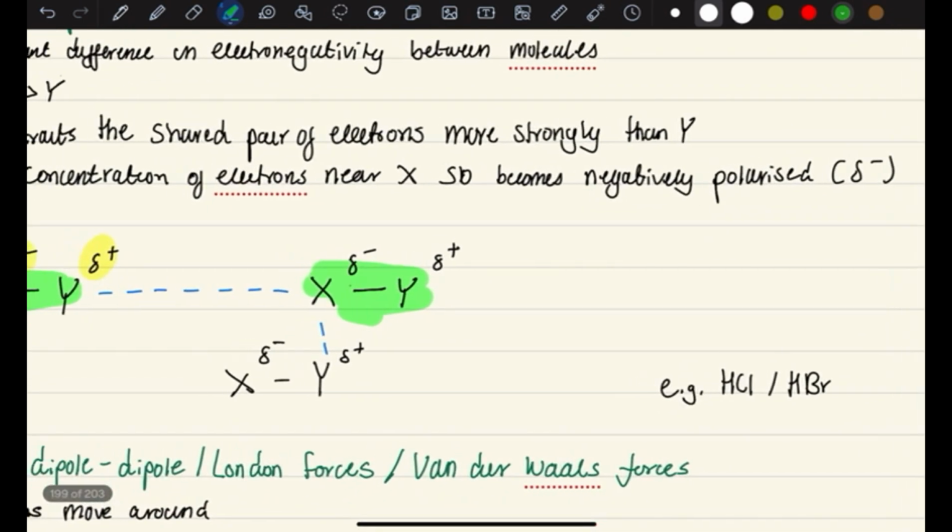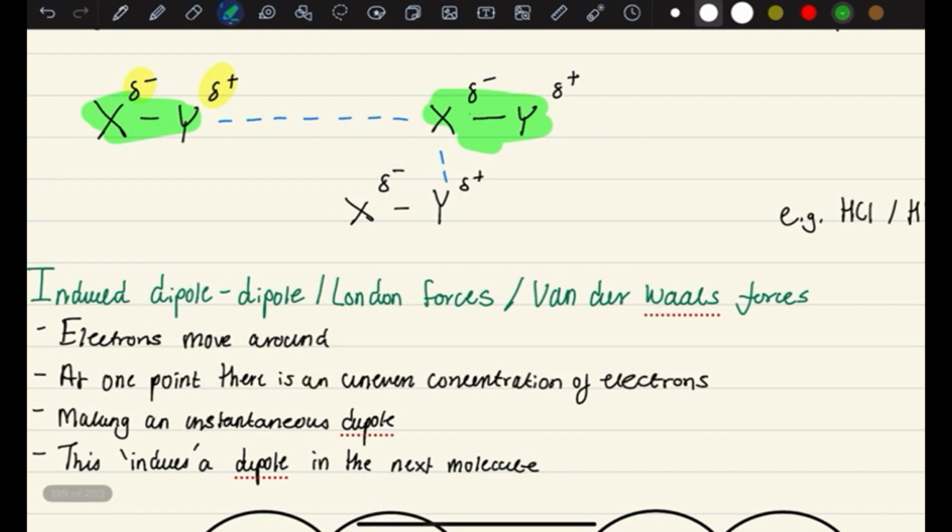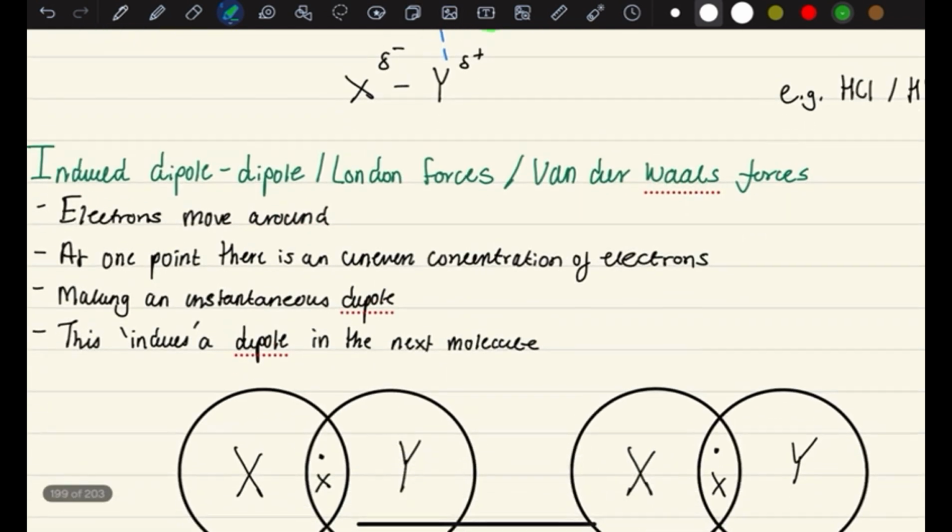And for example, you see that in hydrogen chloride and hydrogen bromide. Cool. Induced dipole-dipole, London forces, van der Waals forces, it goes by a lot of names, yeah? Just stick to one of them. But what we say is this whole process.